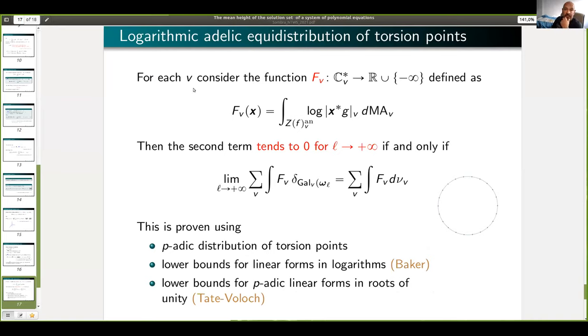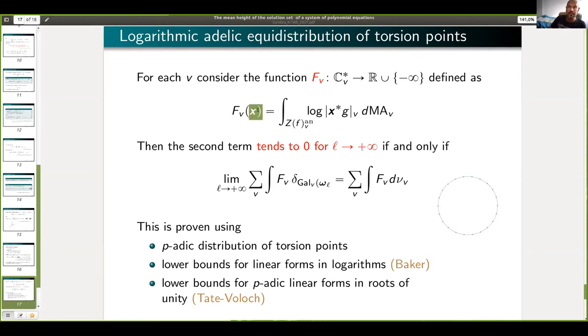So let me define, for each place V, a function on the multiplicative group of the completion of the algebraic closure of Q bar V, right? So it is a function which might take minus infinity values, okay? And it is defined through some integral.